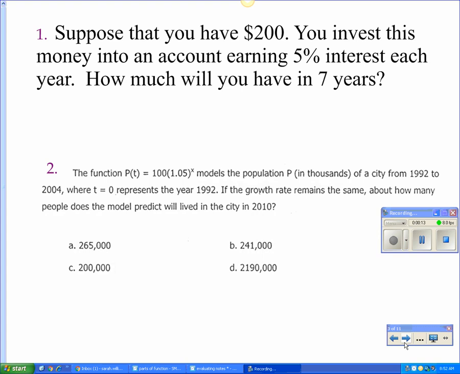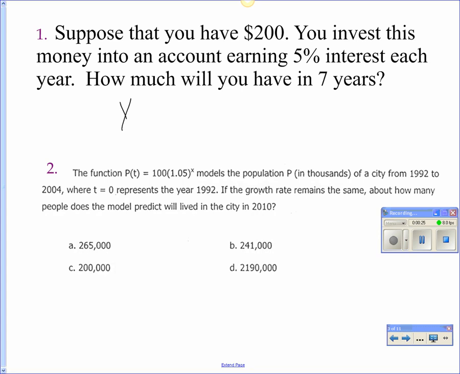Number 1 says, suppose that you have $200. You invest this money into an account earning 5% interest each year. How much will you have in 7 years? First thing I want you to do is write a y equals. And y'all know how to do that because we did it earlier in this unit. So y equals, what's the first thing that goes in my y equals?